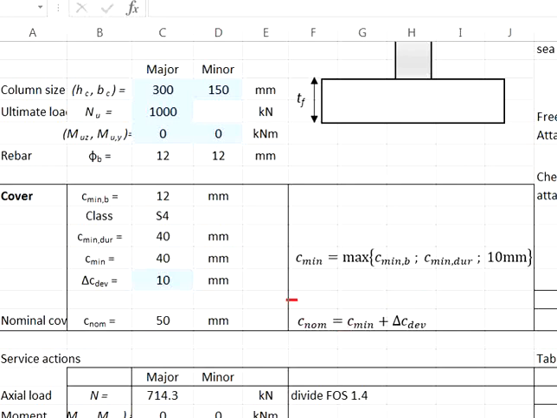This is calculated using this equation, governed by the minimum cover plus the deviations. The minimum cover is determined by 3 components. First is due to the reinforcement bar. Second is due to the durability. And third, the minimum will be 10 mm.